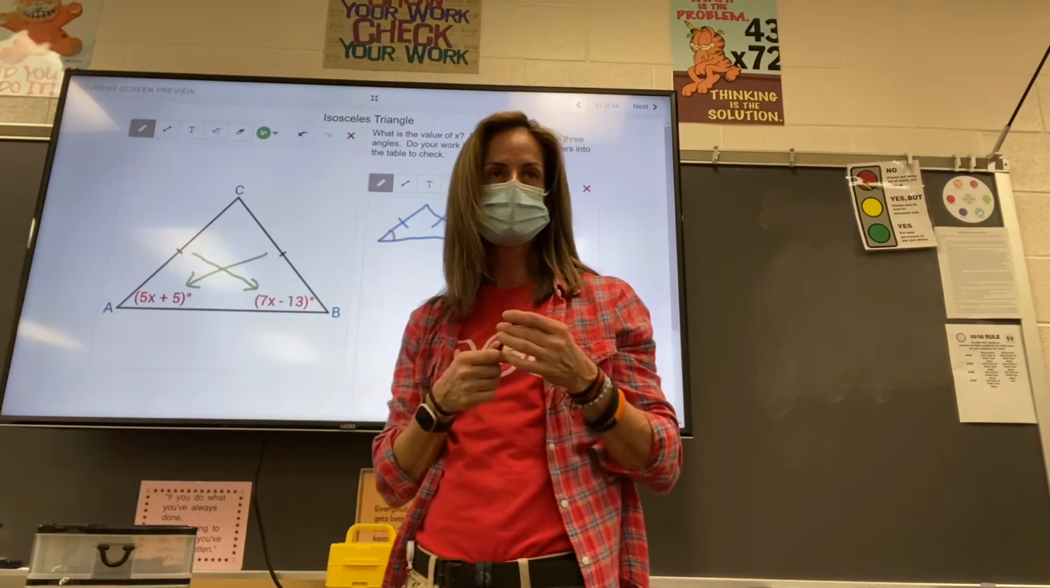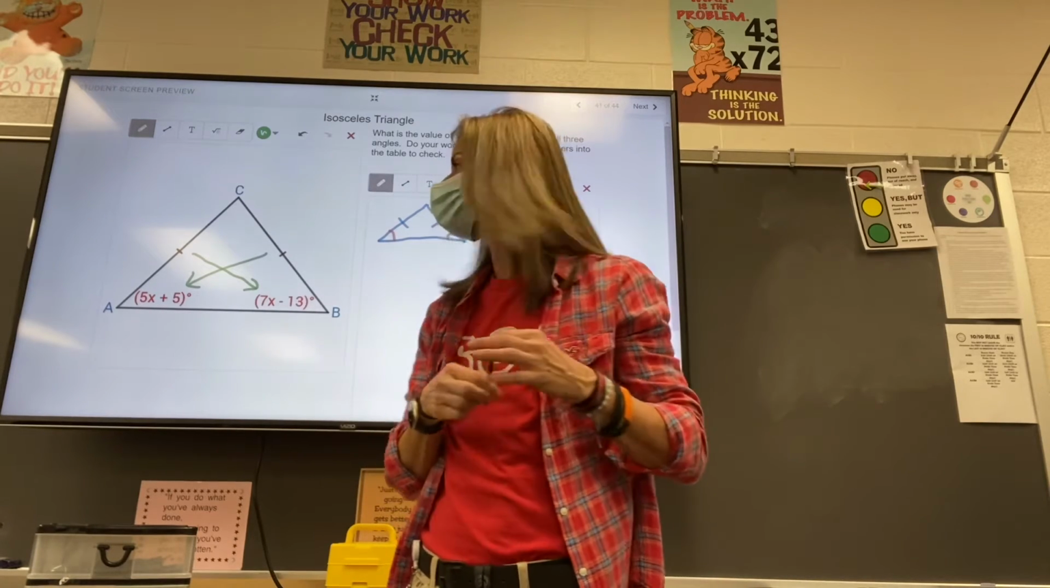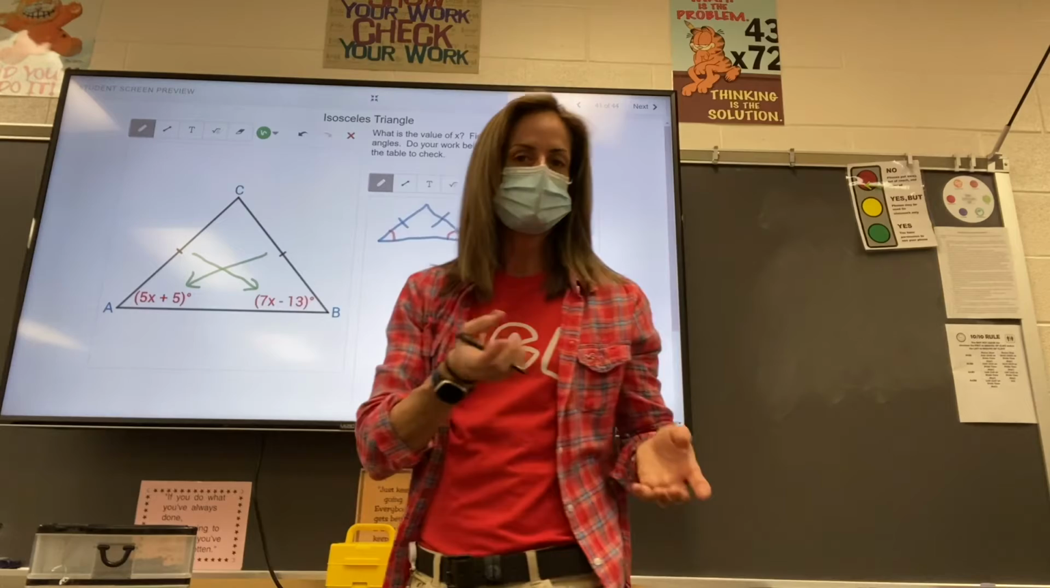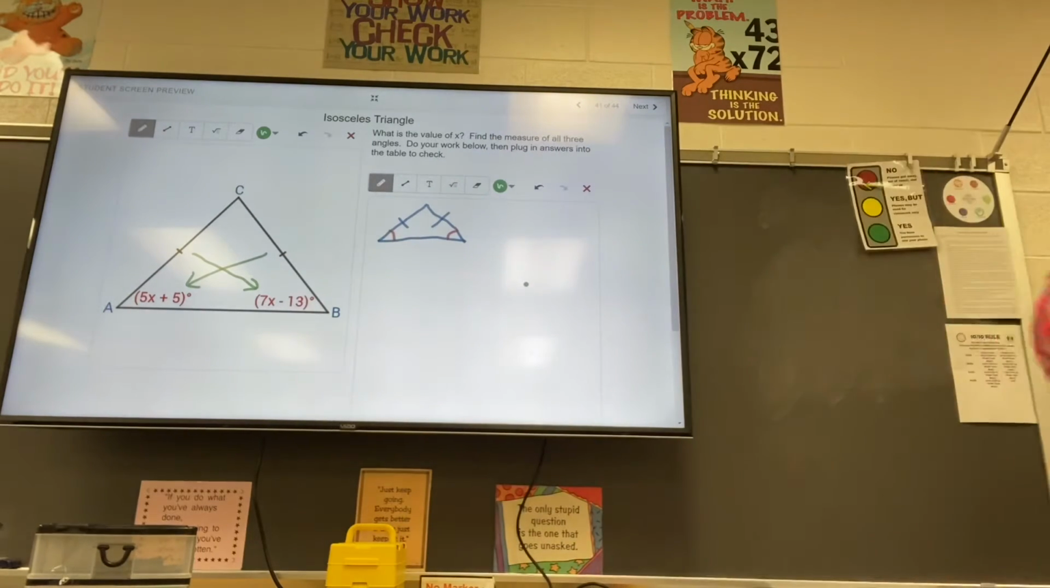Diego? Yeah, so what should I write? 5x plus 5, 7x minus 13. Can you speak up a little bit? Sorry. 5x plus 5 is equal to 7x minus 13. Let's do this. Okay, so 5x plus 5 equals 7x minus 13.